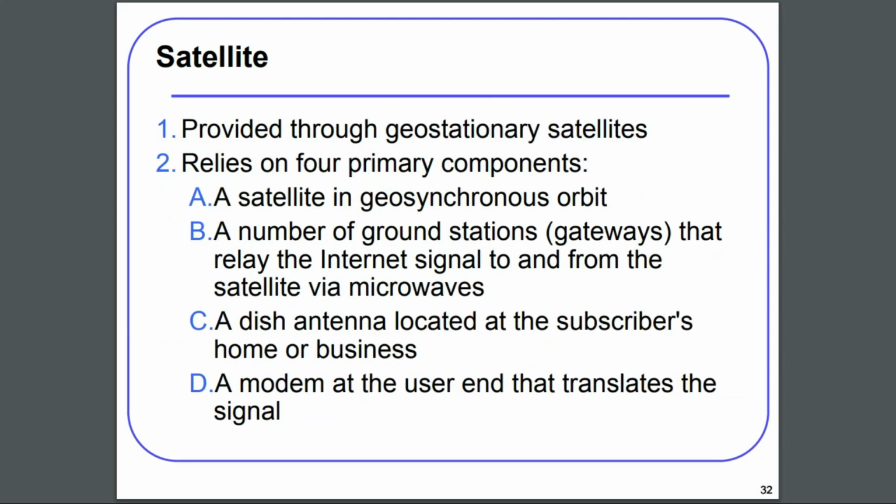Satellite provides internet through geostationary satellites and relies on four primary components. First one is a satellite in geosynchronous orbit. Second is a number of ground stationary gateways that relay the internet signal to and from the satellite via microwaves. Third is a dish antenna located at the subscriber's home or business. And the fourth one is a modem at the user end that translates the signal. So let's move to the next slide.